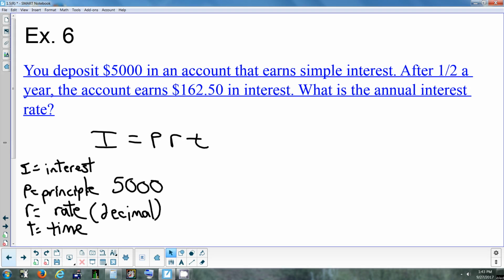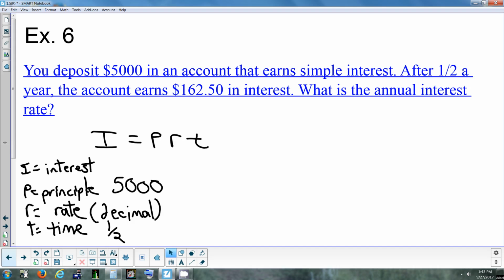After half a year. Half a year, what is it? Interest, rate, or time? Time. That's the time, right? Half a year. So I'm just going to put half. How long is half a year? Six months, right? So guys, for that, you don't have to change it. You can just leave it as a half. Can we put down 180 because it's half a year? No, so we'll leave it like that.